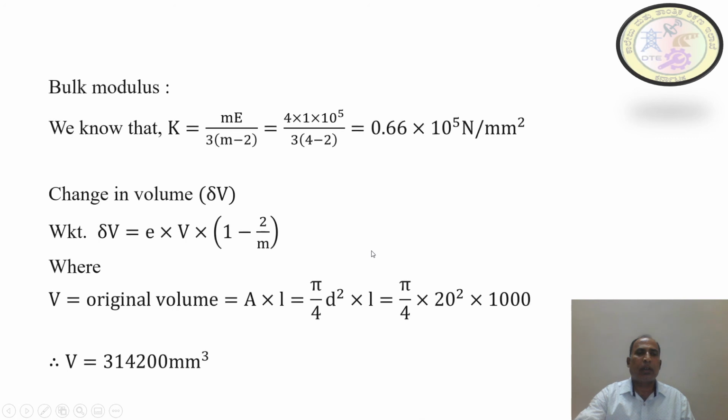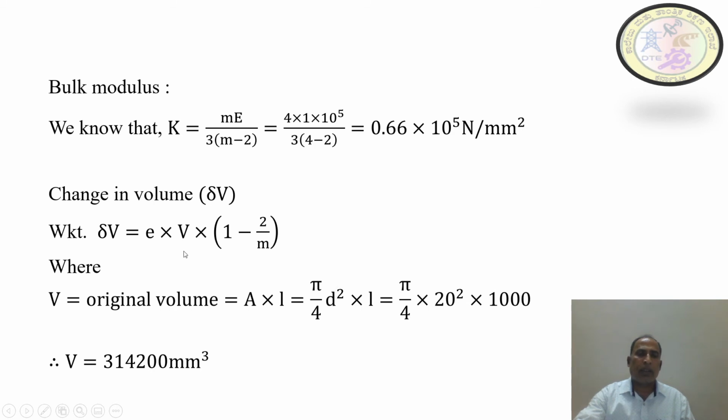And bulk modulus, we know that bulk modulus K is equal to mE divided by 3 into (m minus 2). That is the relation between the bulk modulus and the Young's modulus. Just substitute the value of Young's modulus and the value of m. Therefore 4 into 1 × 10^5 divided by 3 into (4 minus 2), that is 0.66 × 10^5 Newton per mm square. So the bulk modulus is over, and the Young's modulus and the shear modulus is over.